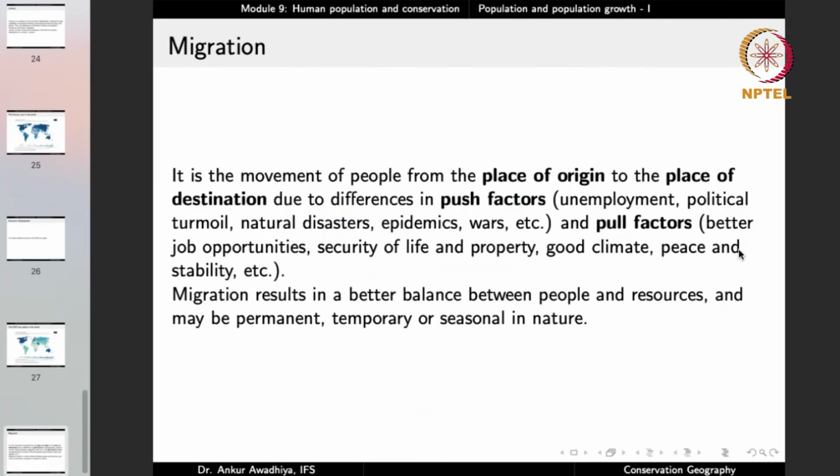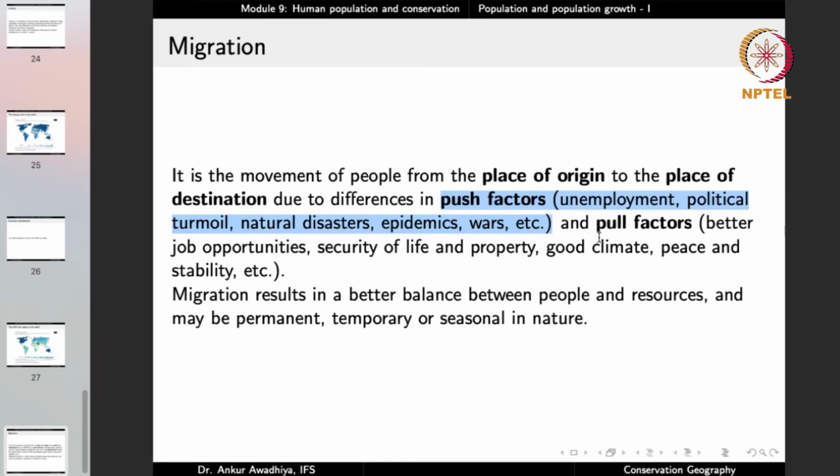And yet another factor that governs the population and population growth is migration. Movement of people from place of origin to place of destination. So in the place of origin, the population will go down. In the place of destination, the population will go up. And people move because of differences in push factors. Push factors are those factors that push people away. So these are the negative factors. They make life difficult. Things like unemployment, political turmoil, natural disasters, epidemics, wars, and so on. So they push the people away.